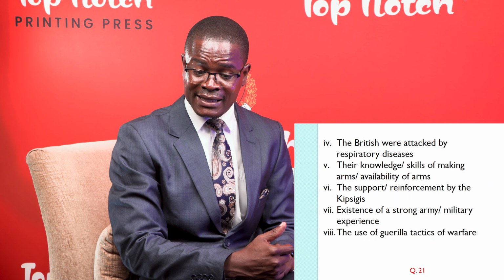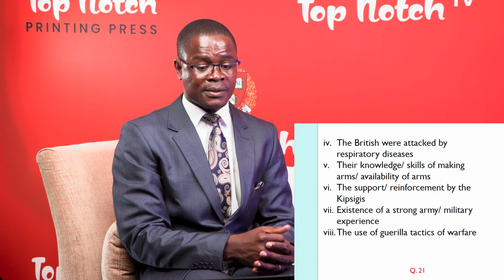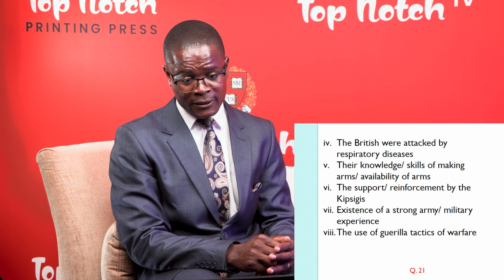Or Koyot, their leader, was a symbol of unity. They were familiar with their terrain, or the ground favored the Nandi fighters. The British were attacked by respiratory diseases. Again, the key point there is the attack by diseases. Their knowledge or skills of making arms, or availability of arms, which were arms that they made from the materials that they stole during the construction of the Uganda Railway. The support or reinforcement by the Kipsigis, they were given that support.